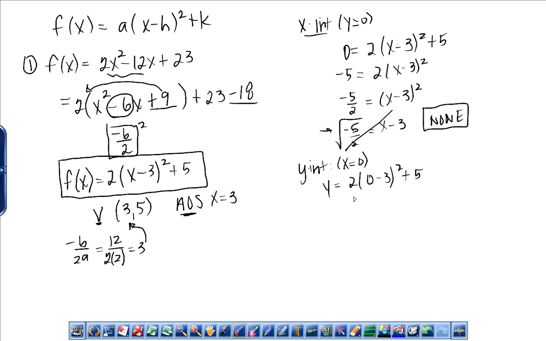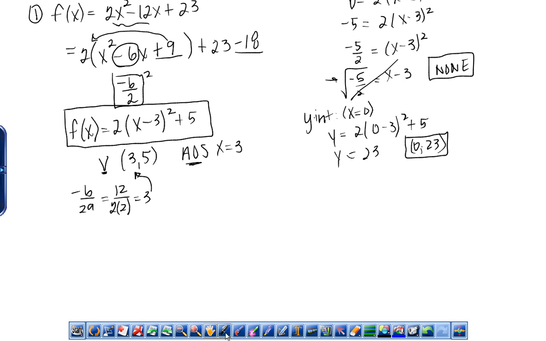And when I do that, I get 23. So your y-intercept is (0, 23). I want to now graph this. So I have a vertex at (3, 5). So this is the center. Axis of symmetry is going to go down here in the middle. I'm not really worried about that. It's not going to touch my x-axis, but I do have a y-intercept at (0, 23). It's way up here at 23.